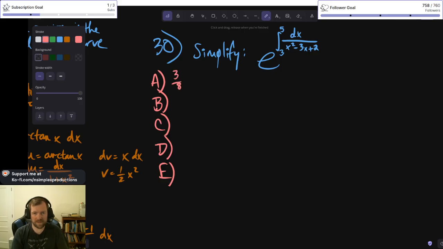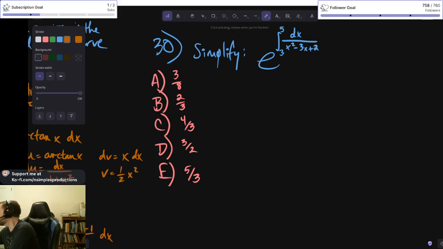3/8, 2/3, 4/3, 3/2, 5/3. Okay. With a simplification of this, we're going to want to break this up via partial fractions. So we need to know what x squared minus 3x plus 2 is.